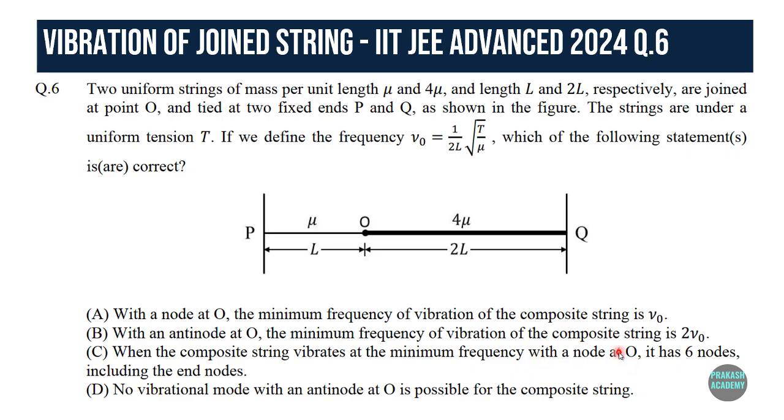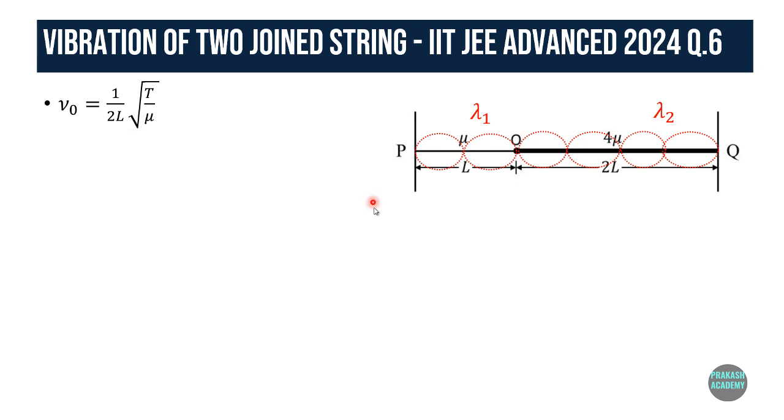So this means we have to analyze this problem when there is a node at O in one situation and in another situation when there is an antinode at O. So let us analyze this. If I have a node at O, this means the particle will not move, so there will be a minima. So the string will look something like this. I will have some number of loops in this string and some number of loops in this string, so that the point O is a node.